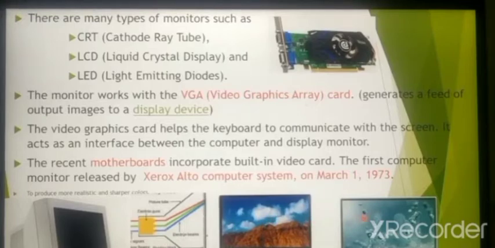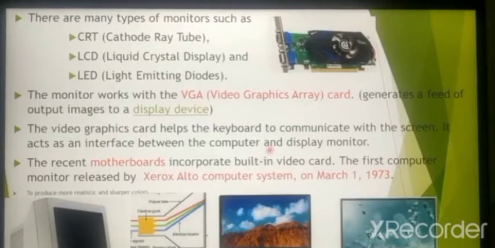Next one is LED monitor, light emitting diodes. In this monitor we have thousands and thousands of LED lights. So we can see the images from different angles. But in the LCD monitor, we are not able to see the images from different angles. Next, in LED monitor, we can produce the images more realistically with sharper colors. That is the advantage of LED monitors.